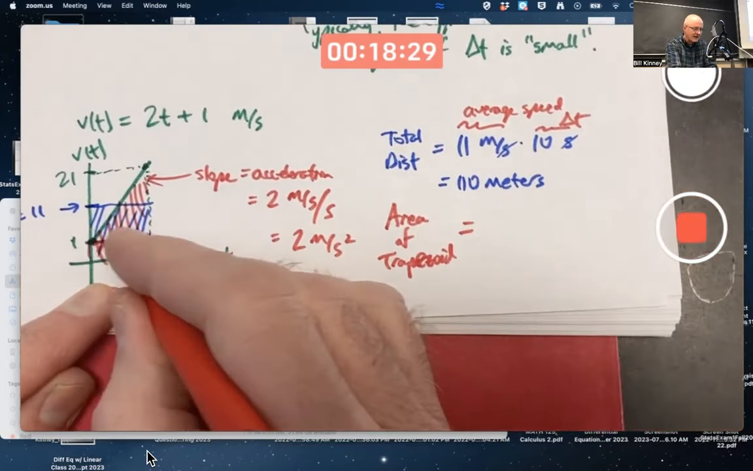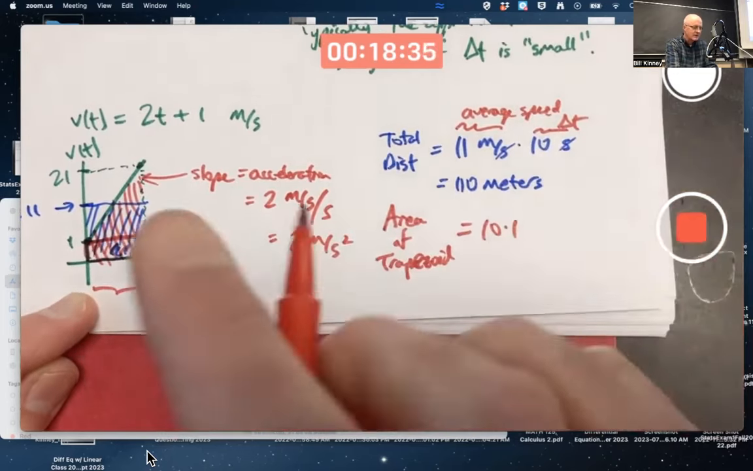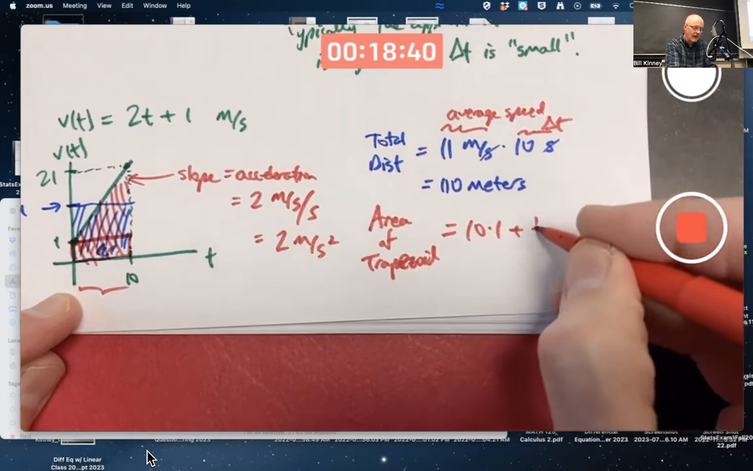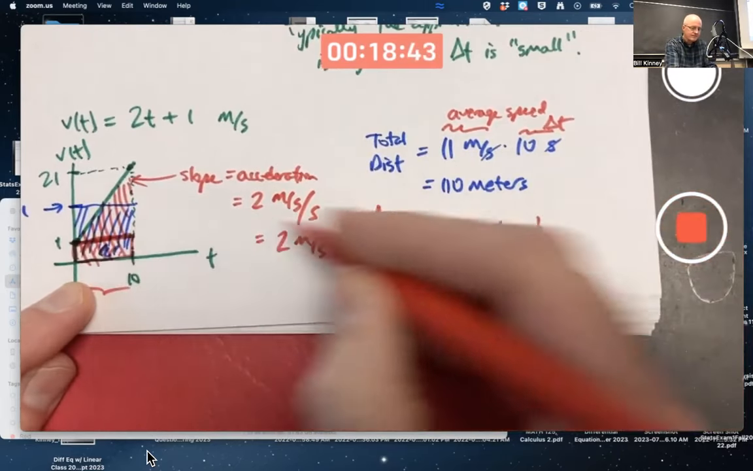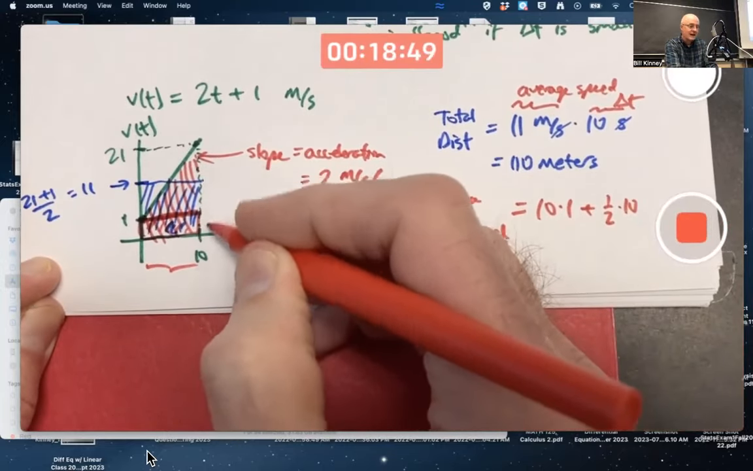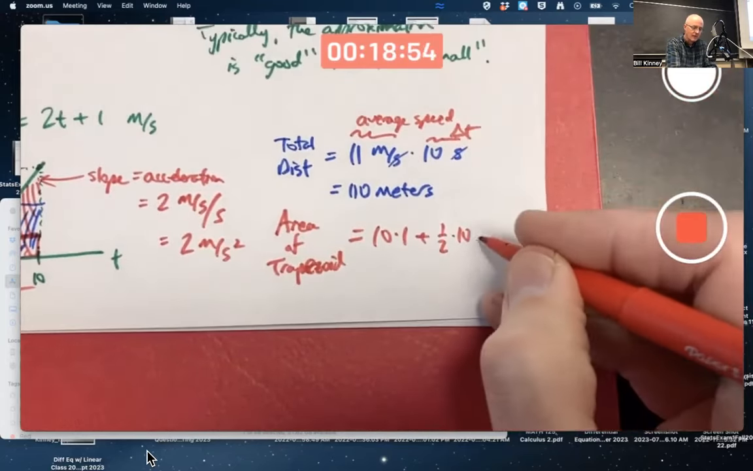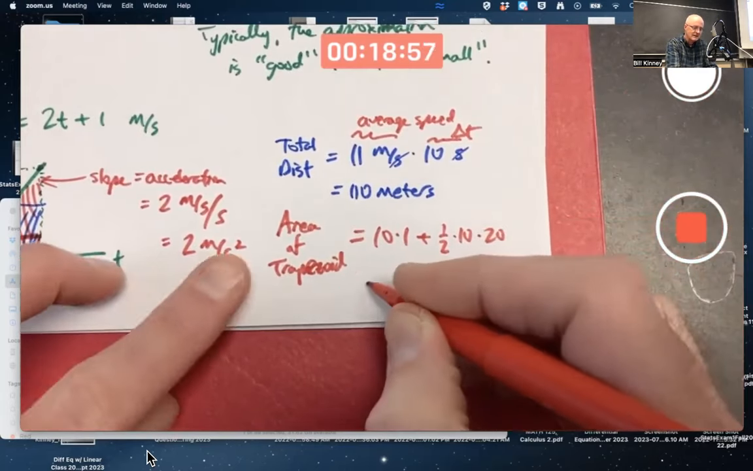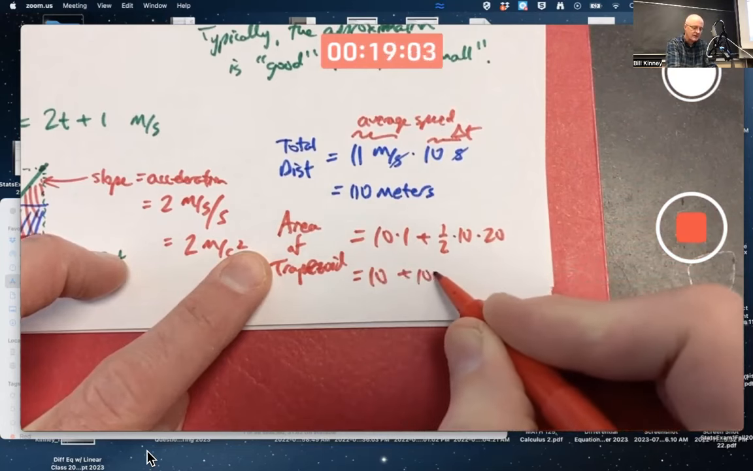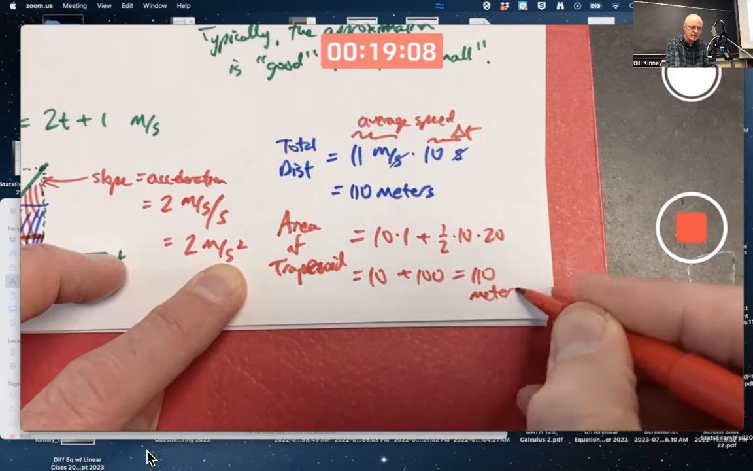For the rectangle right down here, base is 10, height is 1, 10 times 1. For the triangle, of course, the area of a triangle is 1/2 base times height. The base is still 10 right there. Height now is not 21, it's 20. Right? The height of that triangle, 21 minus 1, 20. 1/2 base times height. Simplify, you get 10 plus 10 times 20 is 200, times 1/2 is 100. 10 plus 100 is 110. We get the exact same answer as before, 110 meters.